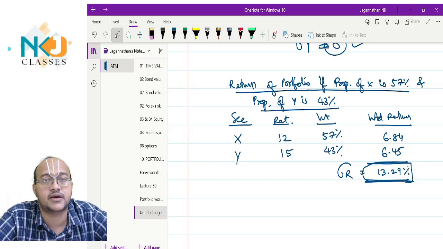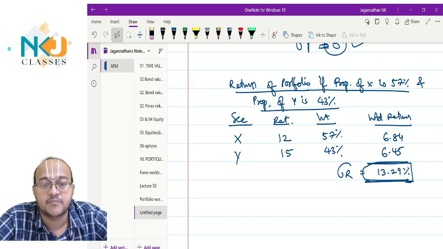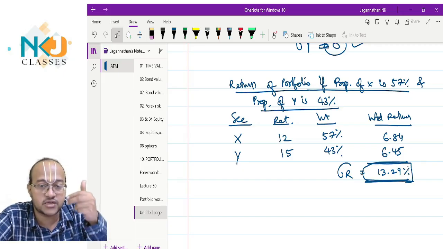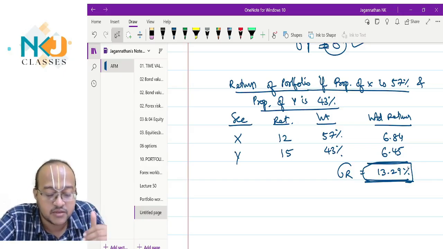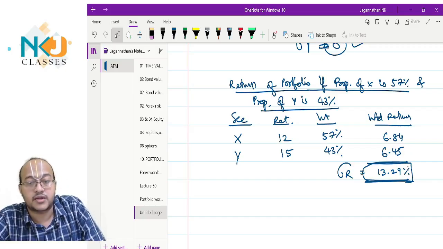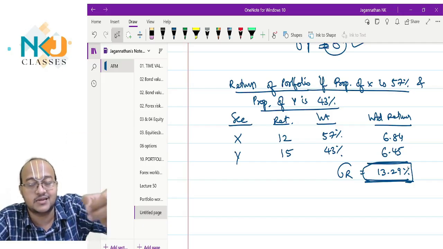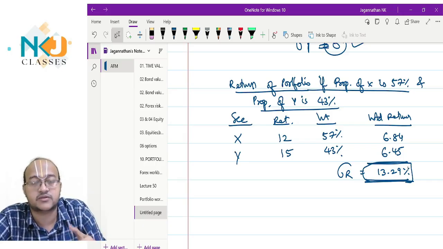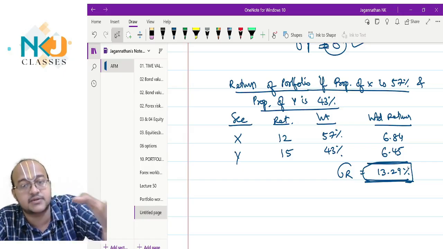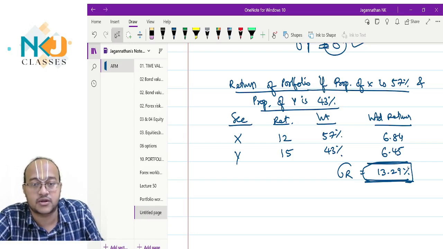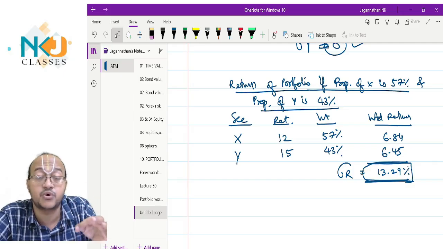13.29 is the risk-free return. Is it having any risk? Risk-free. Why risk-free? This is the return of the portfolio at zero risk. So this is ideally the risk-free return. The so-called risky asset X limited is risky to the extent of 15%, and X is giving only 12% return. But the portfolio we constructed is giving 13.29% return. This is the beauty of diversification.